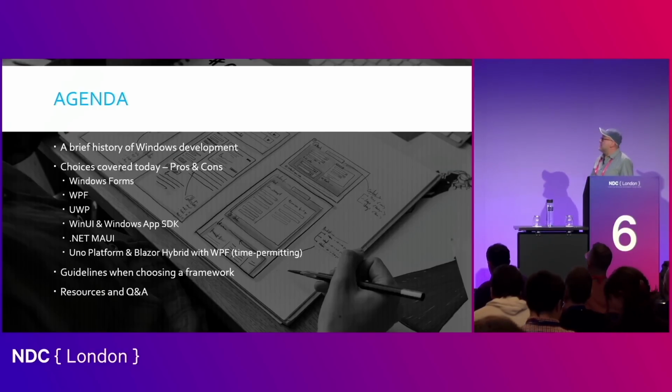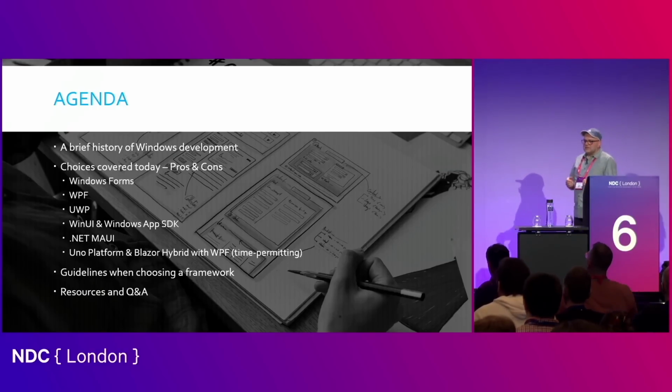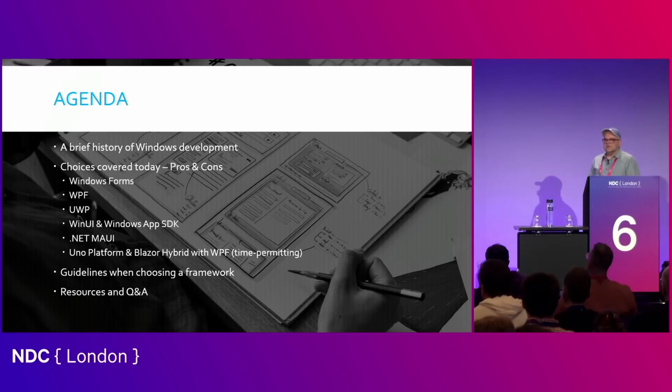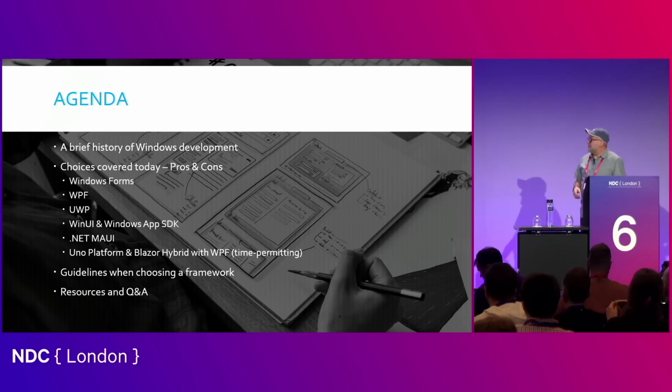So what we're going to cover today, we're going to look at just a brief history of Windows development, where it's come since .NET was introduced. We'll talk about the different pros and cons of some of those things that we'll be talking about. Windows Forms, we'll look at WPF, UWP, WinUI, and the Windows App SDK. We'll look at .NET MAUI if you're looking to go cross-platform. And if there's time, there should be time to talk about Uno Platform and Blazor Hybrid.